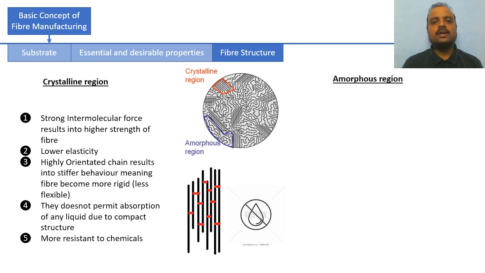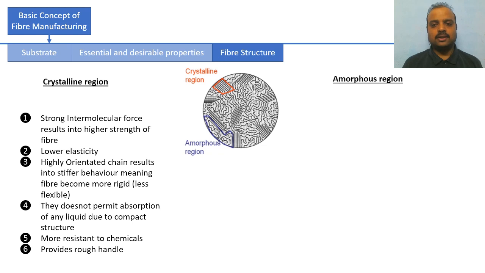Crystalline regions are more resistant to chemicals, meaning they won't quickly degrade due to a chemical attack. Because of higher stiffness in the crystalline region, the fiber shows a harsh feel.